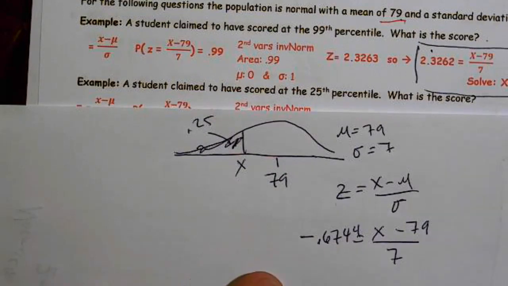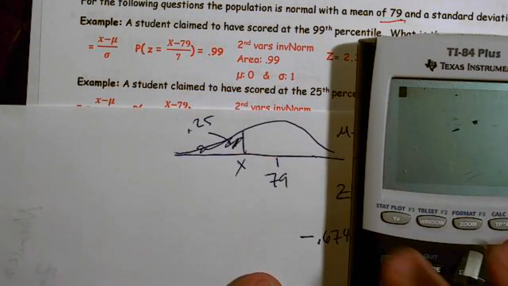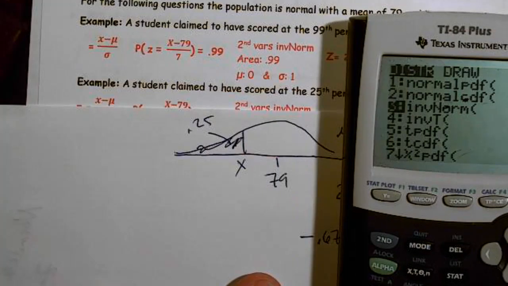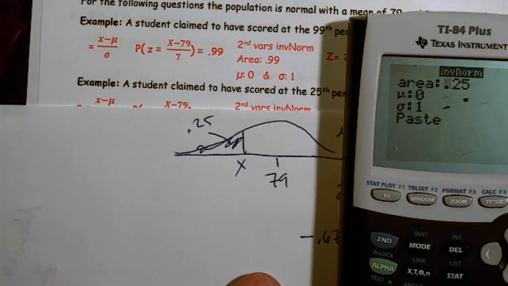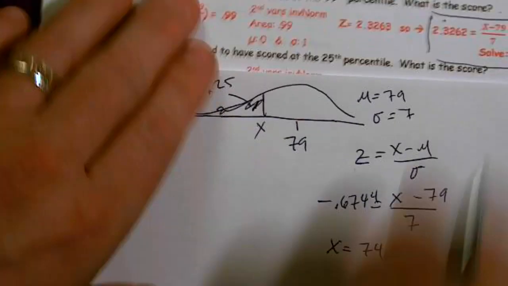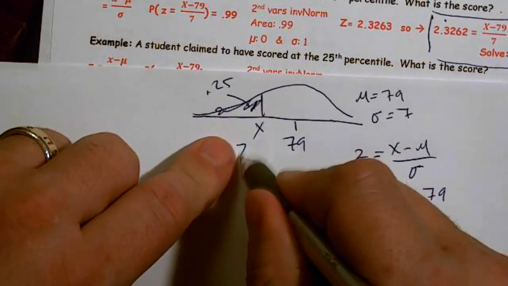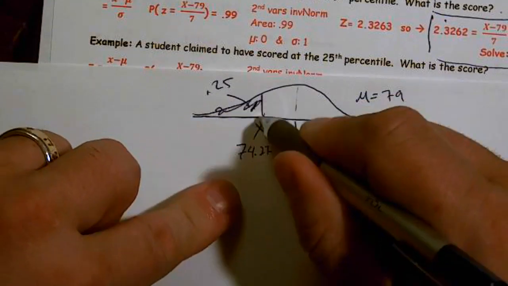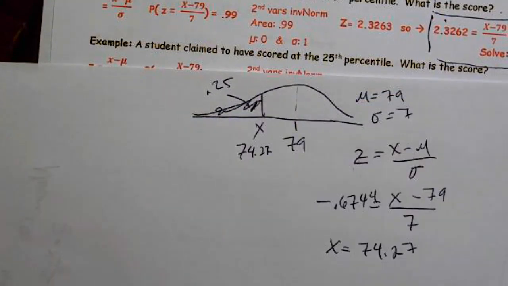All right, now let's go back and rerun it. Second vars, inverse norm, and now we're actually going to use the actual values. The actual values were mean of 79, standard deviation of 7, and I get 74.27. So our x value is 74.27, and that was the actual problem that they were looking for. And if we look at our graph, that sort of makes sense because it's below the average. 50% is here, so maybe 25% is right there. Okay, so that takes care of that problem.